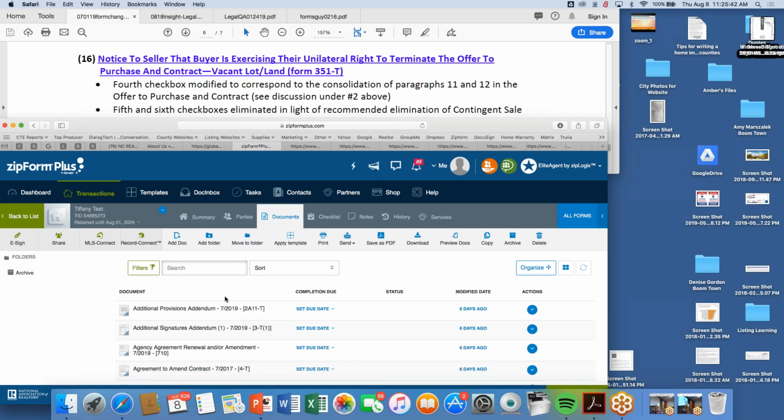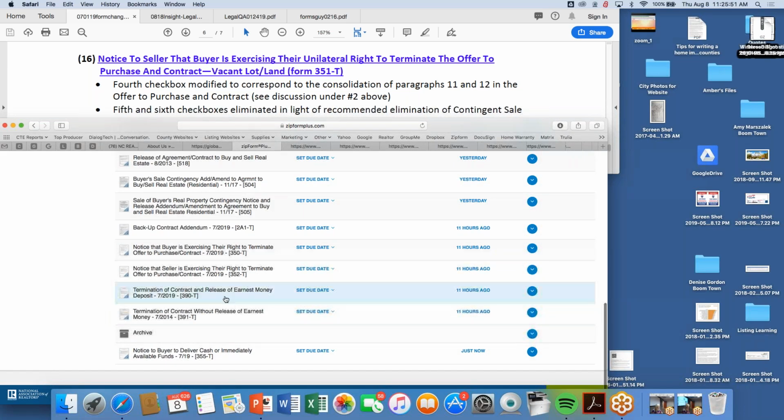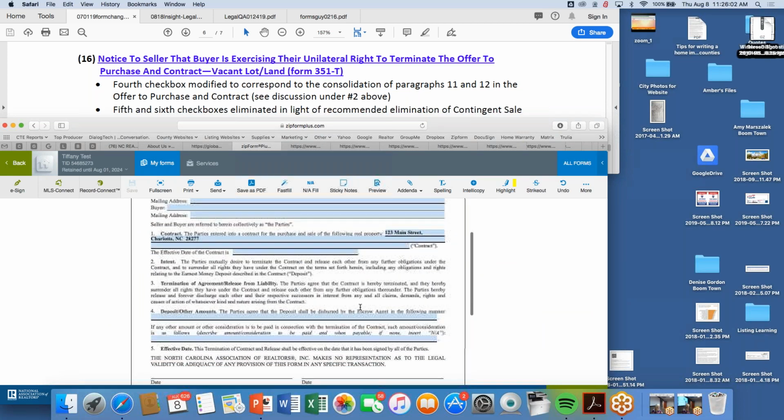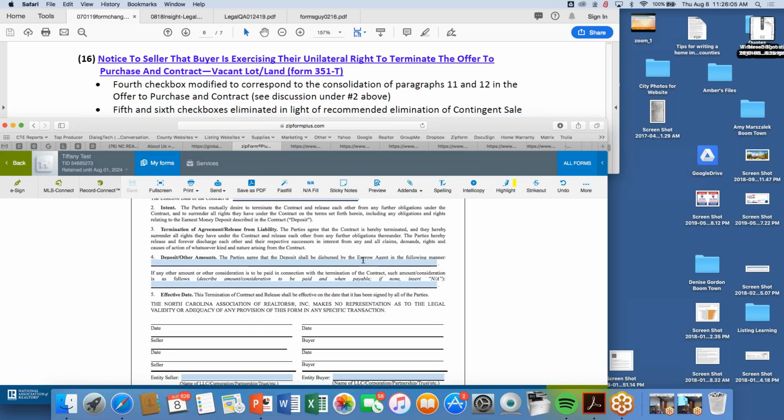And then the termination of contract by mutual consent with release of earnest money deposit, which is 390T. These are the forms we never want to see or think about. So as we go to paragraph 4 here, it basically is just clarifying, occasionally the parties' agreements to terminate by mutual consent may include the payment of an amount in addition to the EMD. So if there's a mutual termination, but you're going to give back some due diligence, or you're going to give back something so that you can sign and get out of it, this is where you do that.